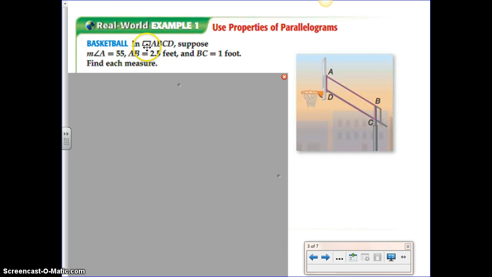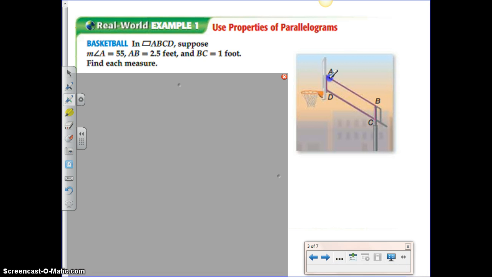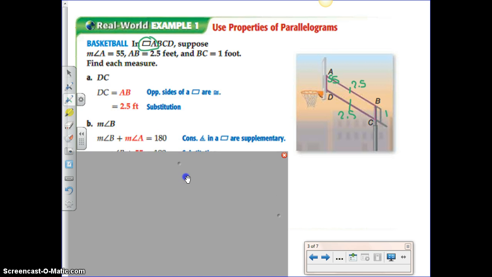In parallelogram ABCD, suppose the measure of angle A is 55 degrees. I'm going to write that in. And AB is 2.5 feet, and BC is 1 foot. Find each measure. Well, first the measure of DC. We just learned that opposite sides of parallelograms, which we know by this symbol, are congruent. So this side must therefore be 2.5.